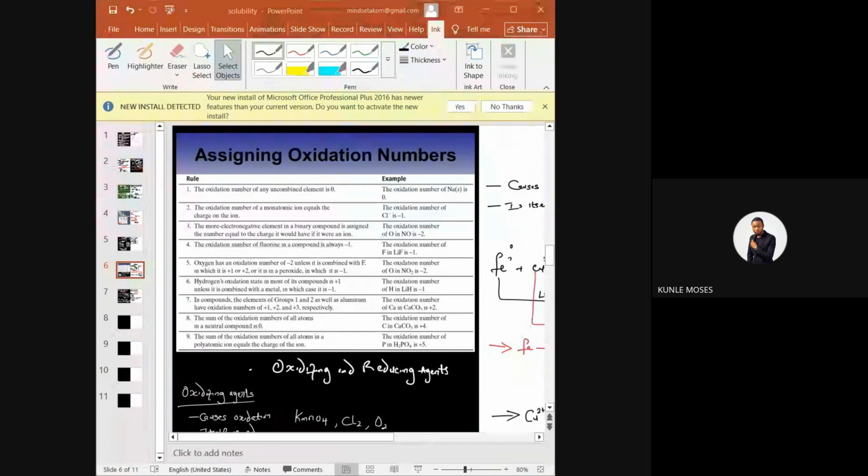For a polyatomic ion, the sum of the oxidation numbers of all atoms in the ion is equal to the charge of the ion. So let's say, for example, SO4 2-. They ask us to calculate the oxidation number of sulfur. If you want to calculate sulfur, it will now be X. Maybe we are using X as a letter.